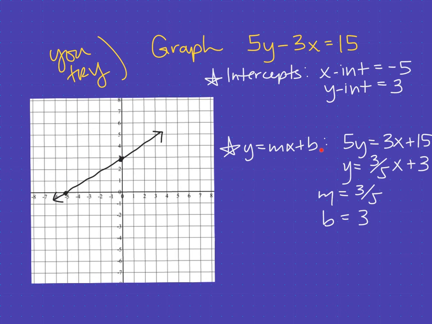So that segues into our slope-intercept form method. When we solve for y, we'll get y equals 3/5 x plus 3, which we found the slope to be 3/5 already, just visually, up 3 over 5. And our y-intercept once more was 3.